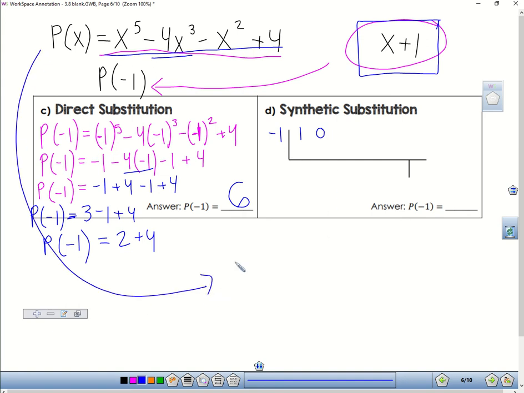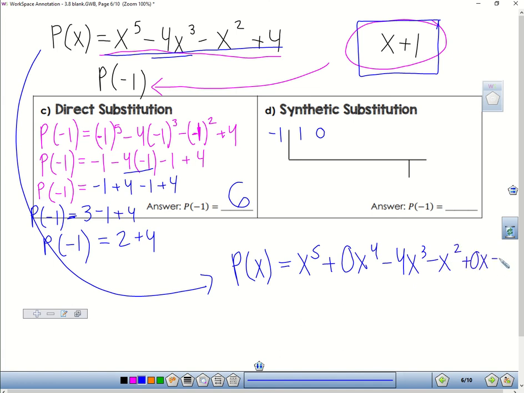Because this polynomial right here is really P of x equals x to the 5th plus 0x to the 4th minus 4x cubed minus x squared plus 0x plus 4. So you always have to put in all of those 0 placeholders. If you don't do that, your synthetic division will come out incorrectly. So if you're missing anything in the middle, you need to put it in as a 0 placeholder. Then it's going to be negative 4, negative 1, 0, and 4. So everybody see where I got those from. You have to be proficient with the synthetic division.